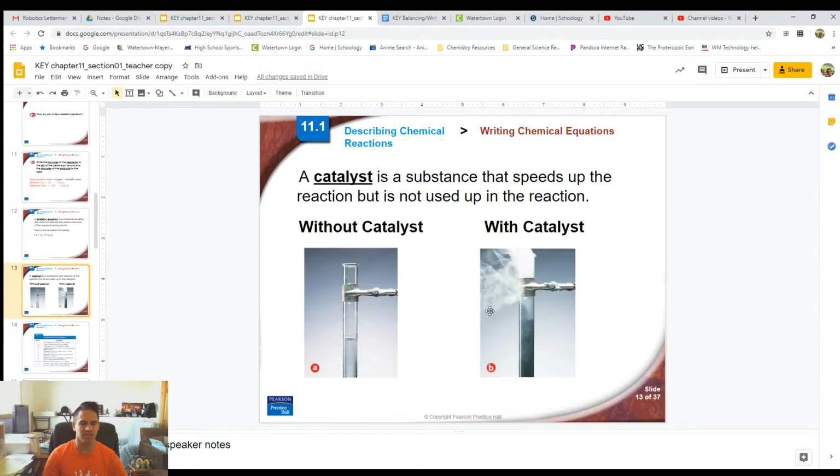Again, we're not going to really deal with catalysts at all. They don't partake in the chemical reaction. They're just kind of there. So just knowing about them is really pretty much all you need to know. There's really nothing else to it.